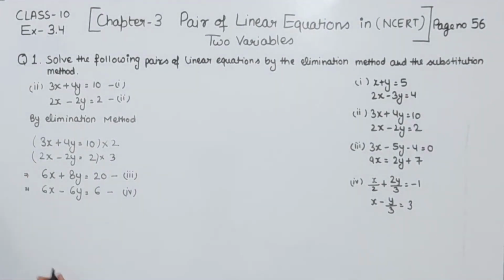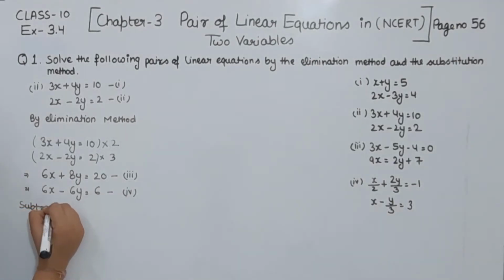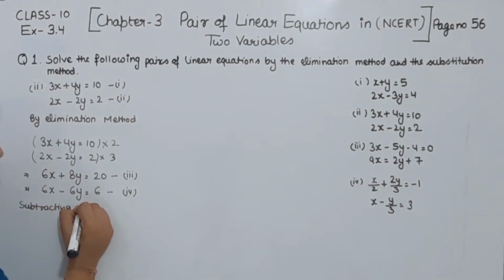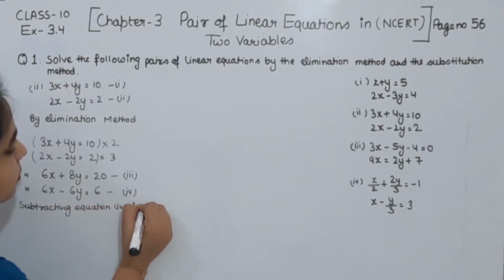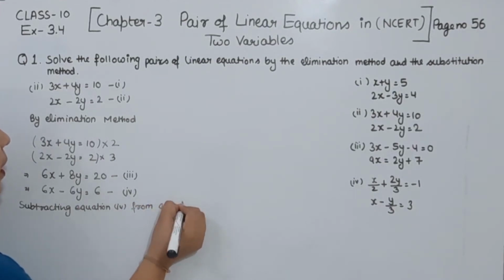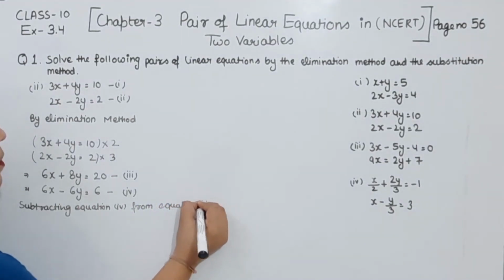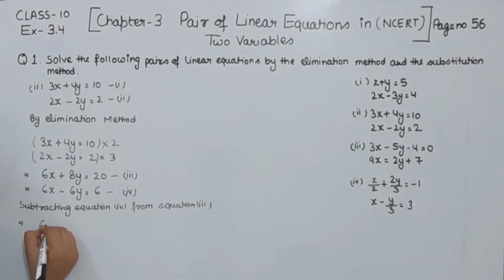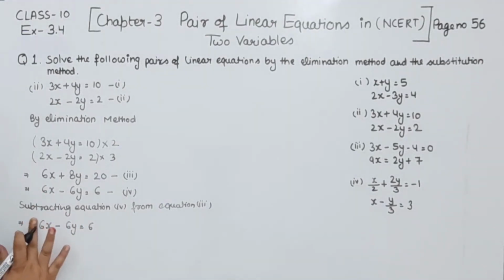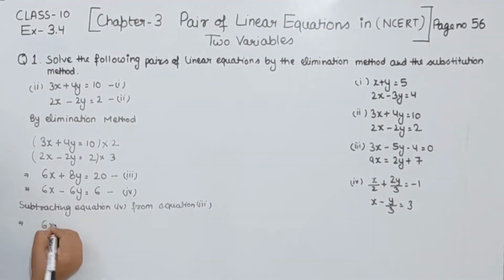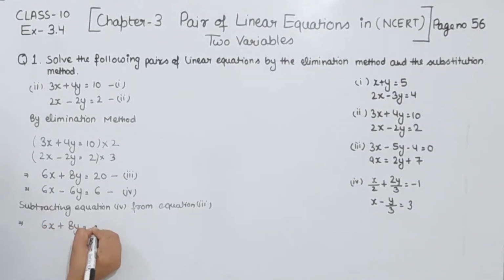Now I am going to subtract both the equations. We are going to write here, subtracting equation 4 from equation 3. So when I write equation number 4, we are having 6x minus 6y is equal to 6, and this is equation number 3. First of all, we write equation number 3, we are having 6x plus 8y is equal to 20, and equation number 4 we are having 6x minus 6y is equal to 6.